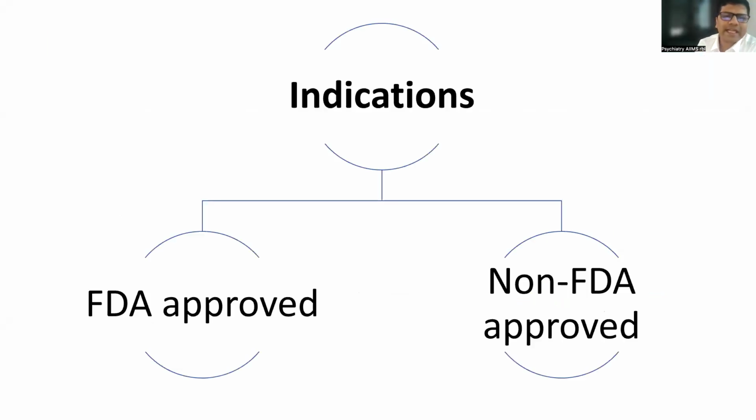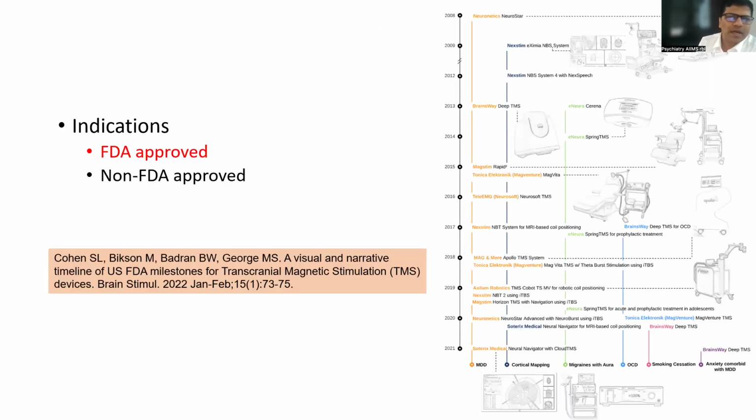The indications can be broadly divided into two types. There are indications that are approved by the FDA and other agencies, and there are some indications that are not approved by the FDA. We call them the off-label indications. The FDA approved indications have already been discussed. The first indication for which rTMS got approval by the FDA was depression in 2008.